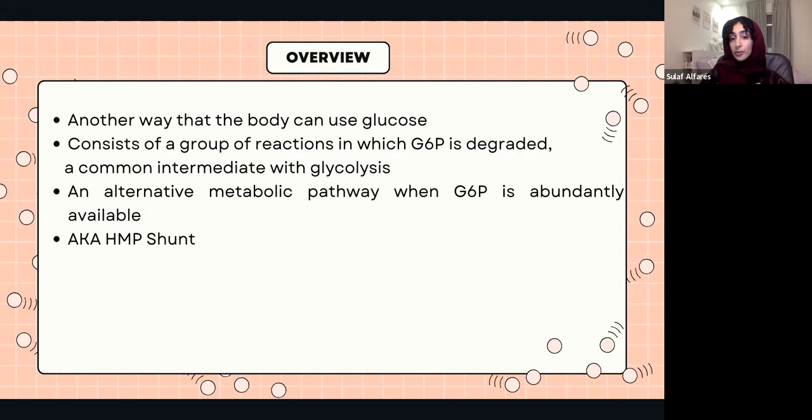It consists of a group of reactions in which glucose 6-phosphate is degraded and transmitted into other reactions. If you studied the previous cycles, then you know that glucose 6-phosphate is a part of glycolysis. So it's important to note that it's a common intermediate with glycolysis. And this is an alternative pathway that we can get into once we have a lot of glucose 6-phosphate. This pathway is also known as the HMP shunt, and you're going to find out why in a minute.